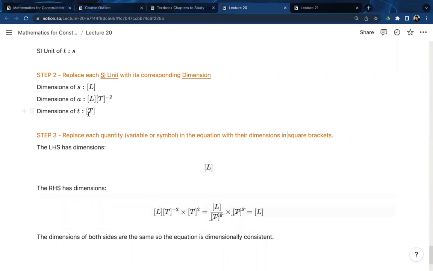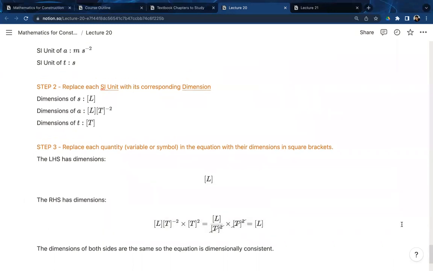This is a here, times t squared. So we have to square T. That's why this capital T here is squared. When we multiply it out, we get L. The left is equal to the right, so it's dimensionally consistent.